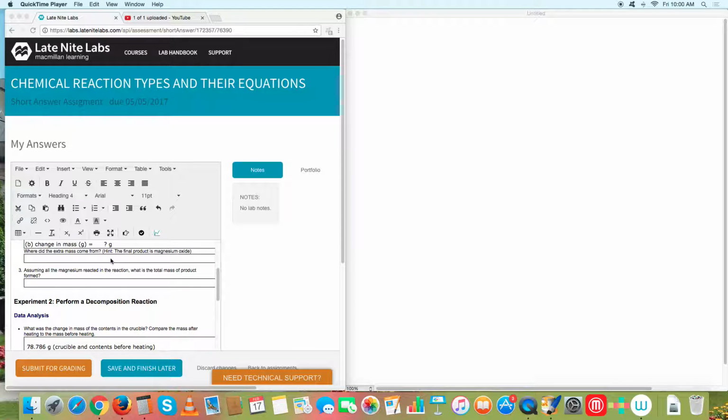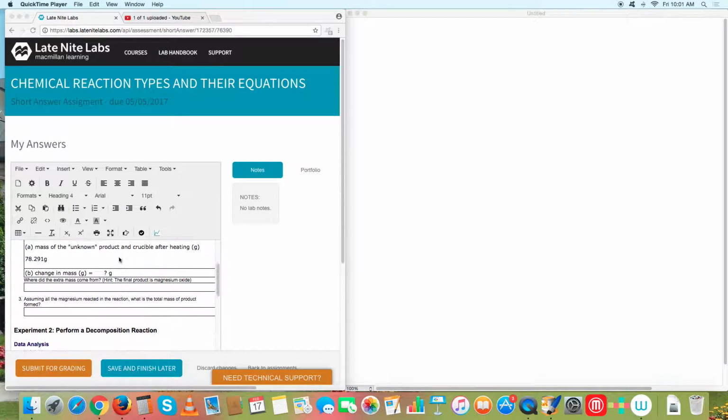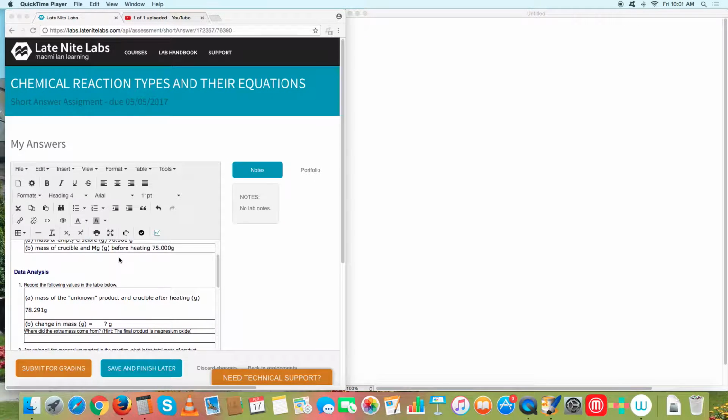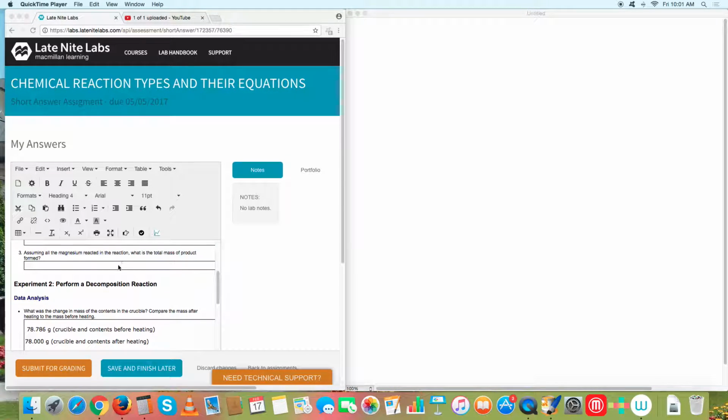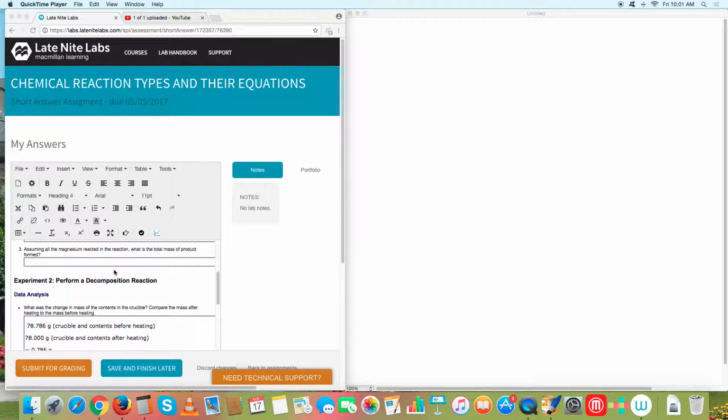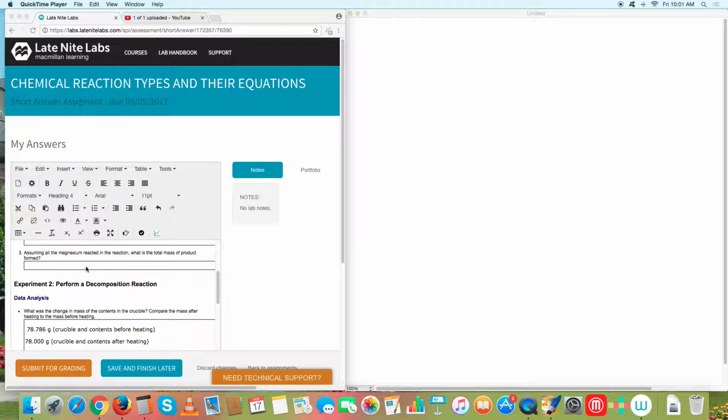So where did the extra mass come from? Well, it says that the final product is magnesium oxide. The clue there is in the oxide. See if you can figure out what else the magnesium combined with in order to get that increase in mass that we just talked about. Alright, assuming all the magnesium reacted in the reaction, what's the total mass of product formed? Again, I think you should be able to figure that out as well.